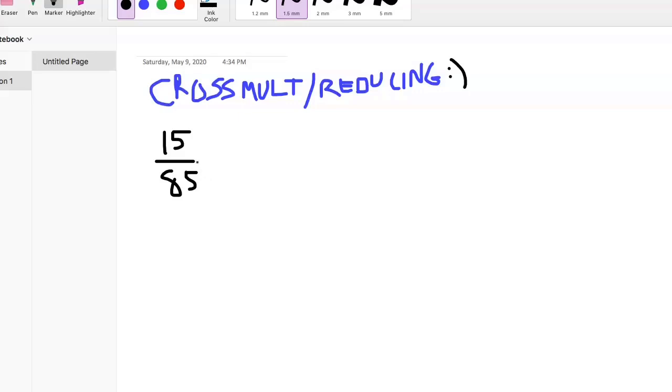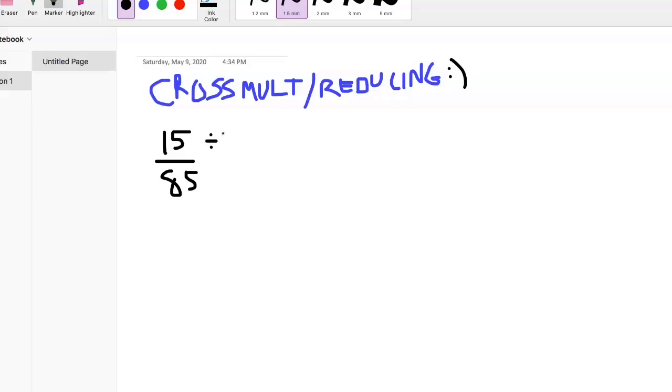Your big question really is, can I divide 85 by 15? If you go 15, 30, 45, 60, 75, and then 90, it won't work out as an integer, so we don't care for that one. 3 doesn't work, but 5 does.